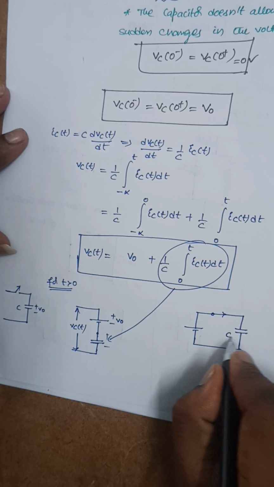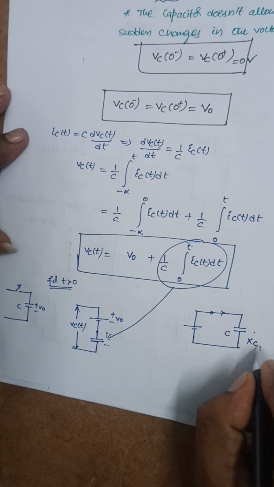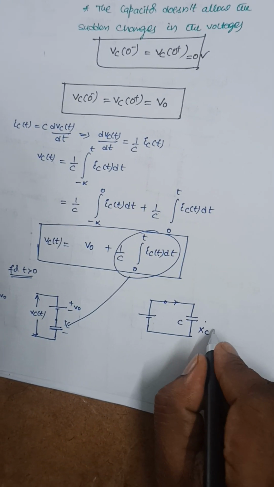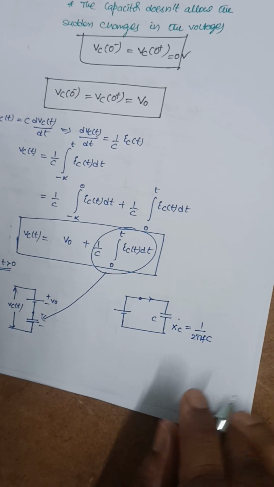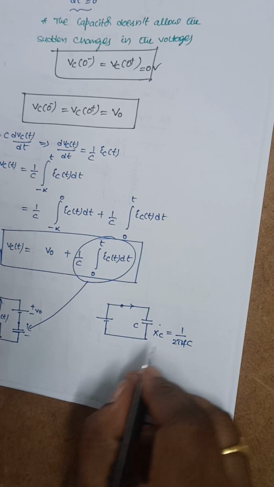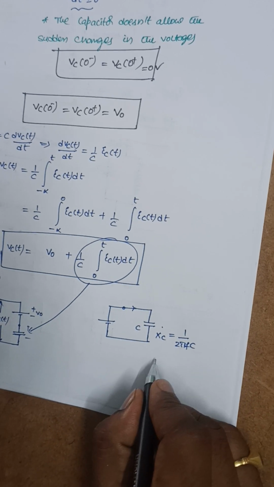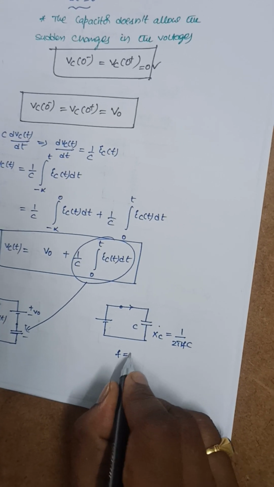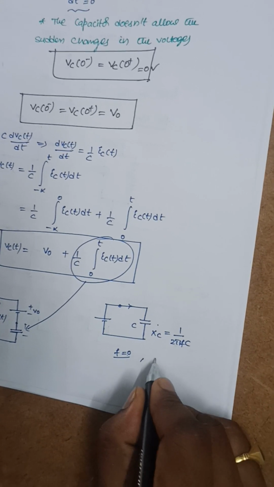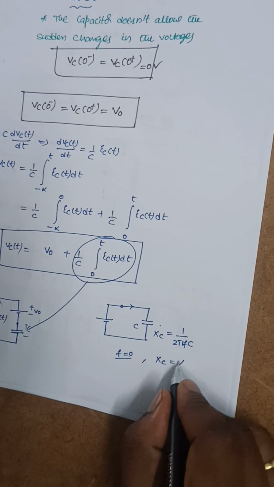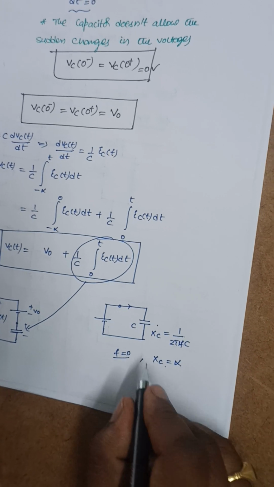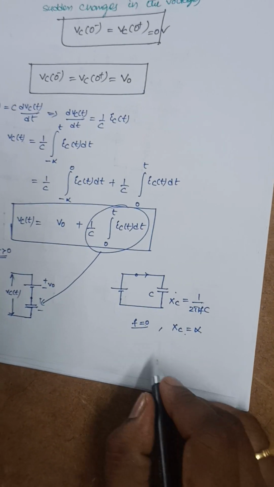it is C value. Now XC is equal to 1 by 2 pi FC. This is the formula for finding the capacitive reactance. For a DC supply, F is equal to 0. If F is equal to 0, XC is equal to 1 by 0, which is equal to infinity. XC is equal to infinity means this will act as an open circuit.